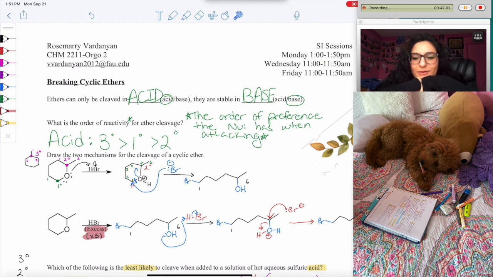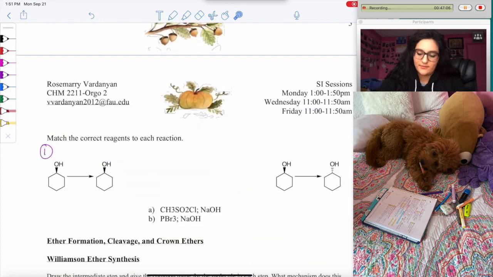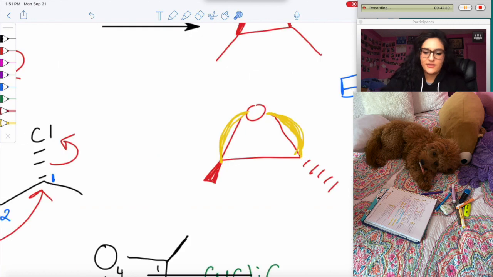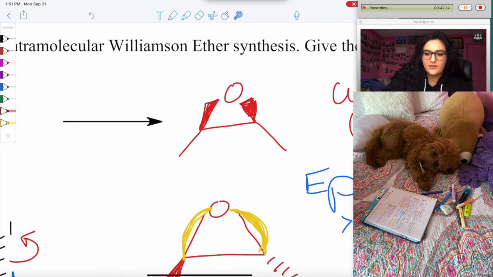And someone said, what do you mean by 3 members? So an epoxide has 2 carbons, as we see here, and 1 oxygen in the ring. So that is 3 members in the ring.